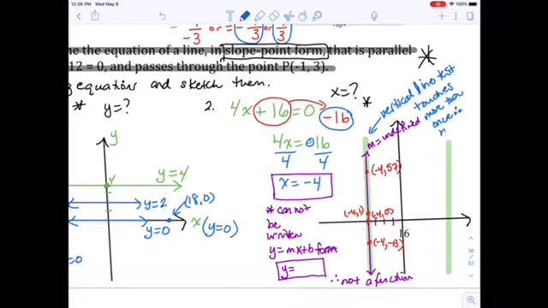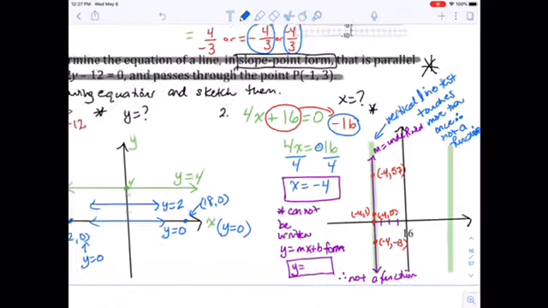Therefore, not a function. Okay, so there's a few reasons we know and that we're figuring out that it's not a function. Okay, hopefully that helps.